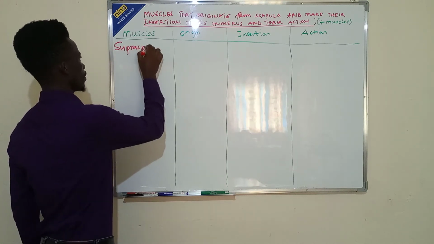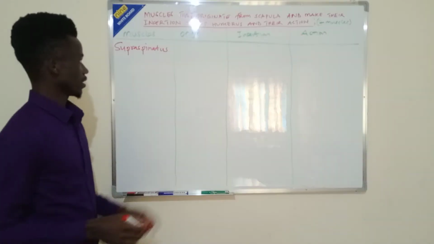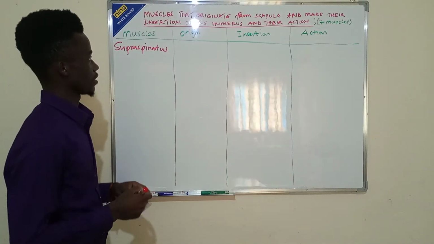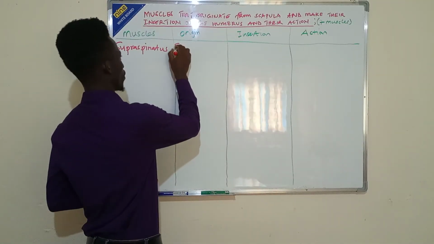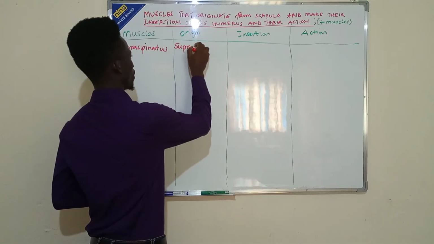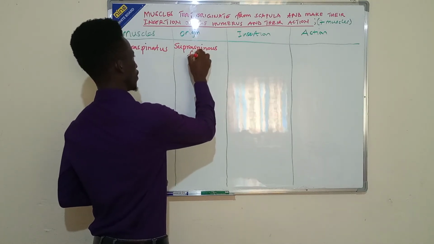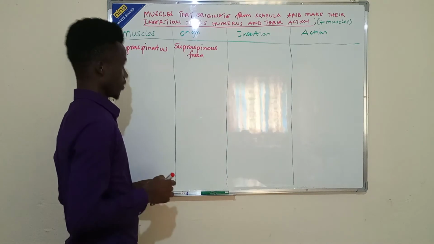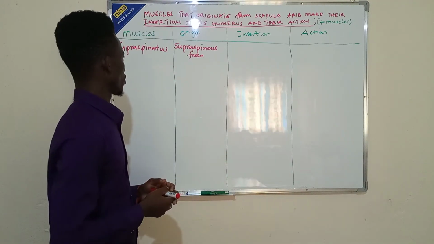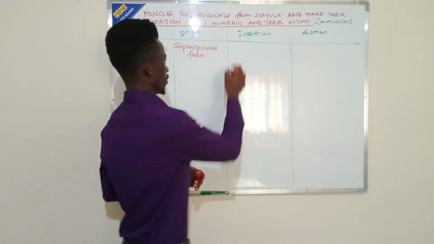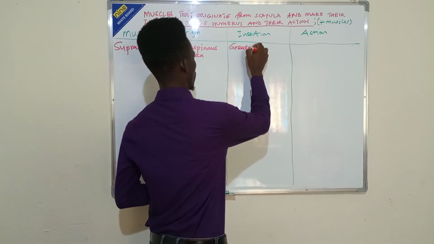supraspinatus. Supraspinatus is one of the muscles that originates from the scapula, and specifically it originates from what we call the supraspinous fossa. When it originates from the supraspinous fossa, it makes its insertion onto the humerus, but which part specifically? That will be the greater tubercle.